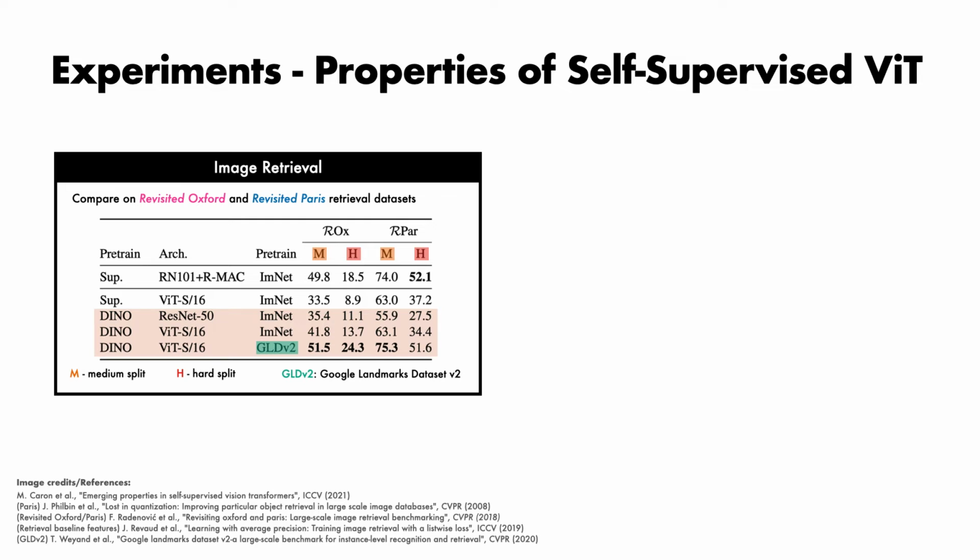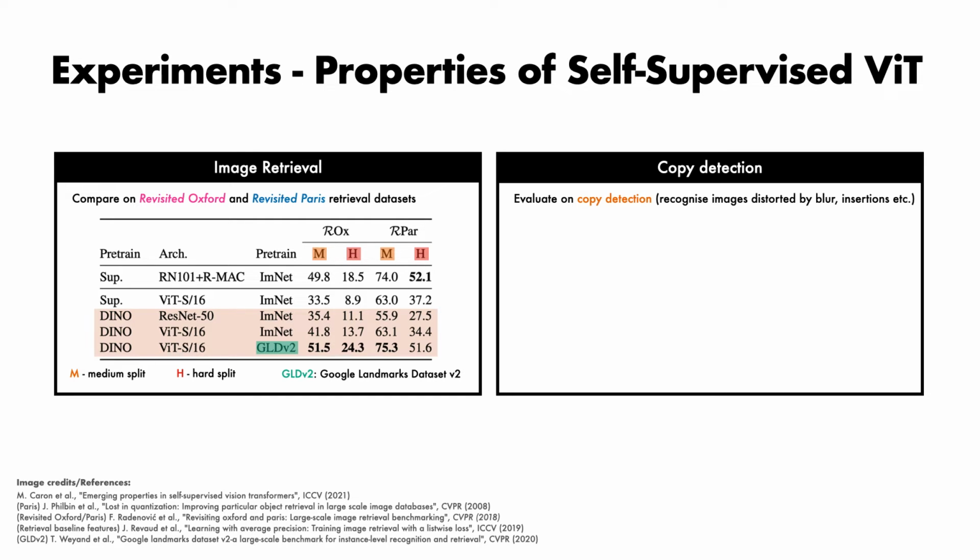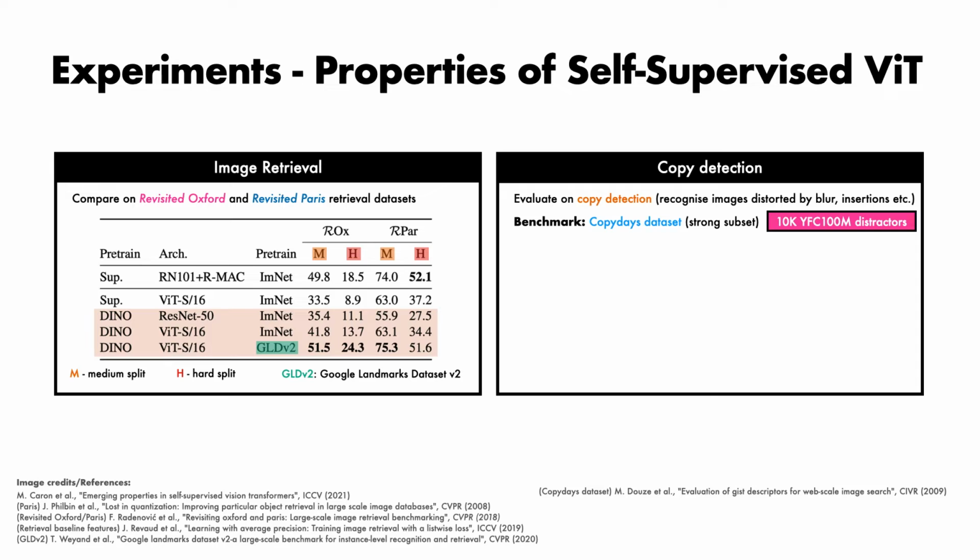The next experiment considers the copy detection task, in which the aim is to recognize images that have been distorted in some way, typically by blurs, insertions, and other modifications that mimic attempts to avoid detection of copyright infringement. The benchmark used for evaluation is the Copydays dataset, and in particular, the strong subset, which contains particularly aggressive distortions. To enable comparison with previous work, 10,000 distractor images are added by randomly sampling from YFCC100M.